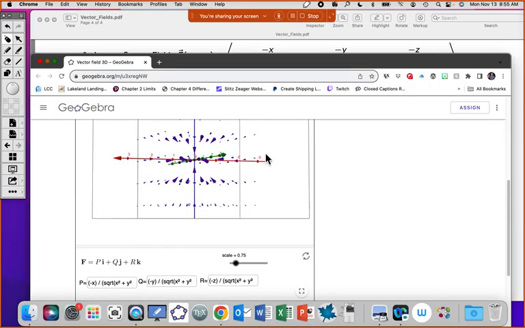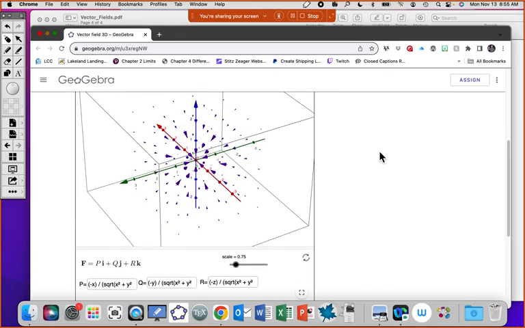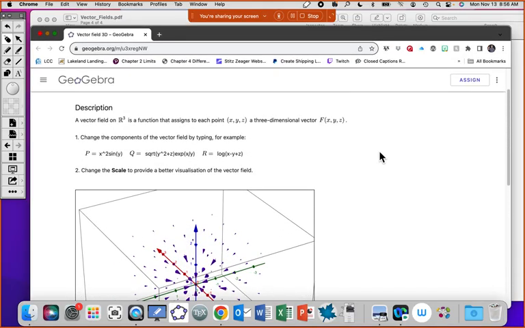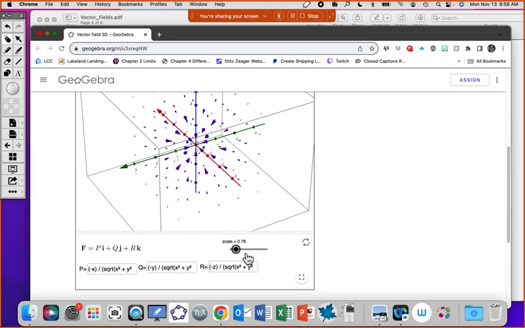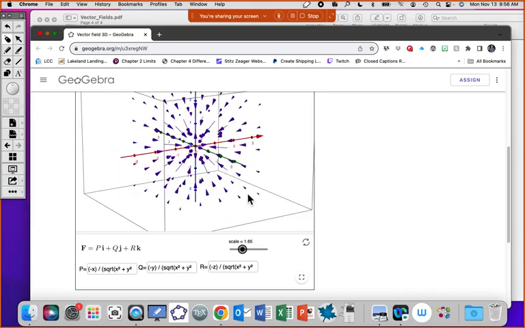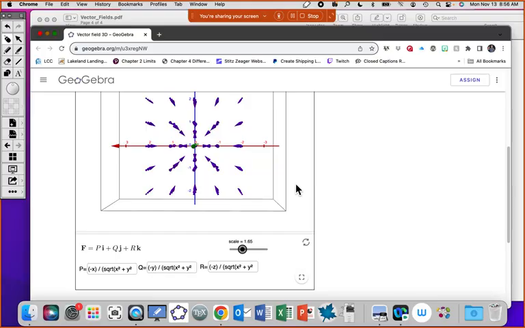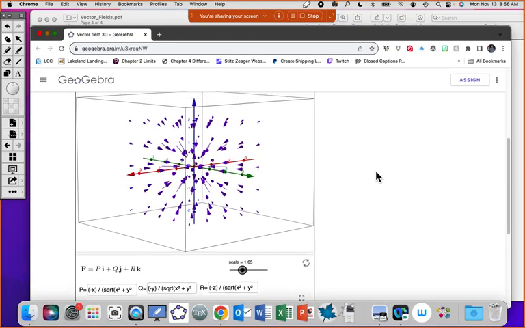So there's an inverse square field. So we can move the scale in here to see a little bit better. Everything's pointing inwards, right? No matter how you look at it, everything is pointing inwards towards the origin.